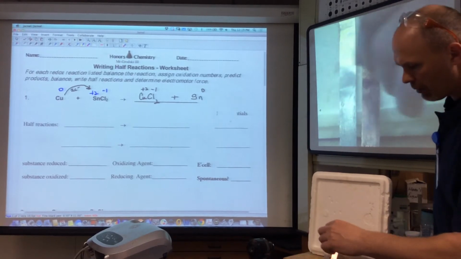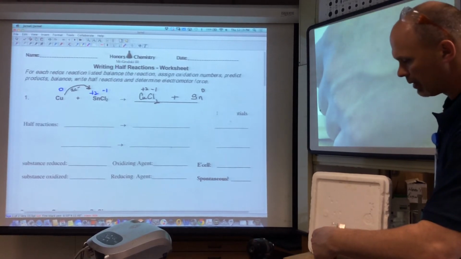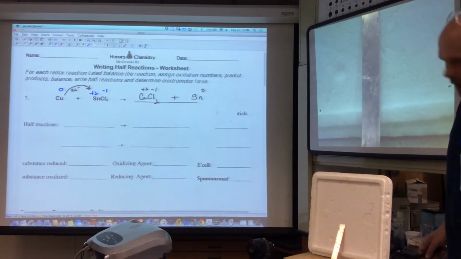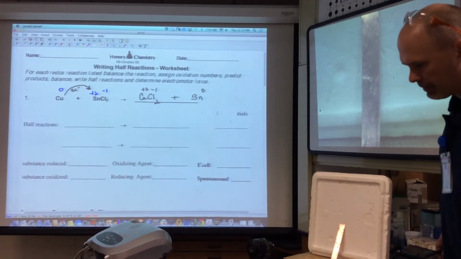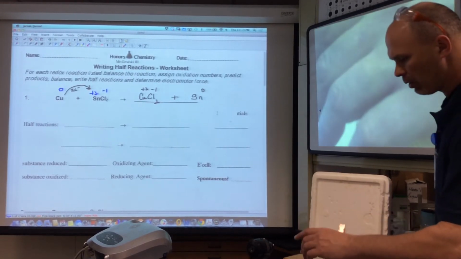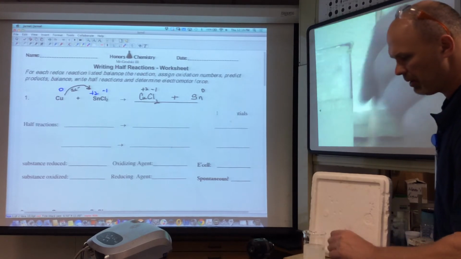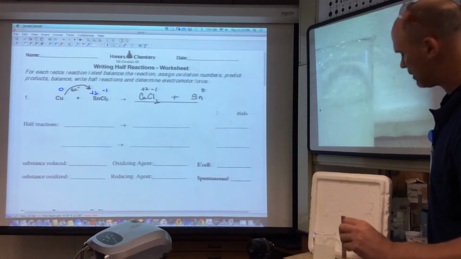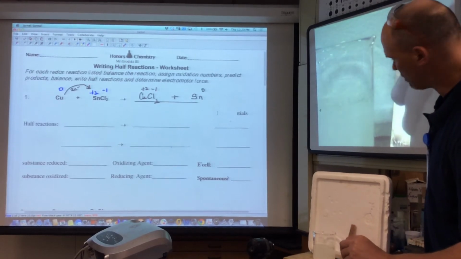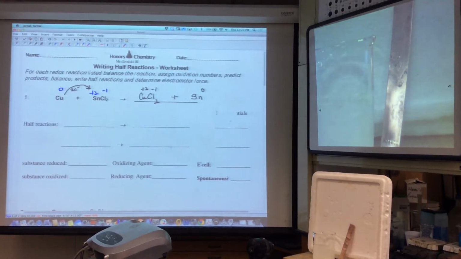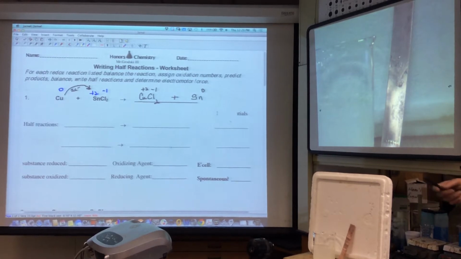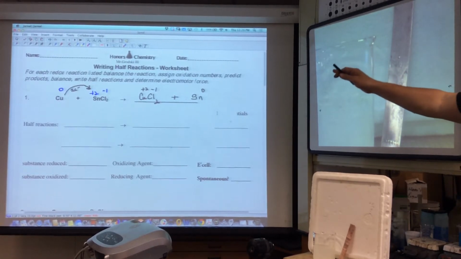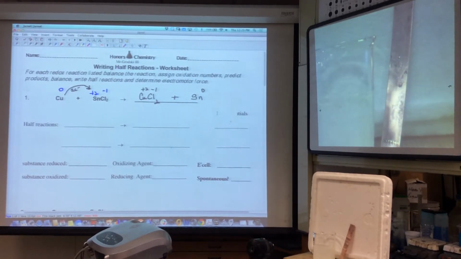Okay, so I'm going to get rid of the tin for a second, and I'm going to make some tin chloride. Now tin is not a transition element, so it's not going to have a colored solution. And our copper is right here. So I'm going to put the copper in the tin solution, and we're going to see if a redox reaction occurs. Before we do that, let's go to the half reactions.